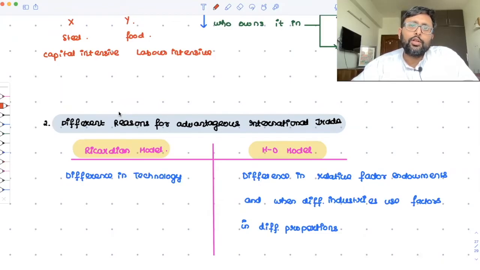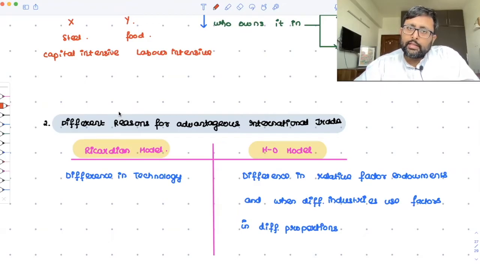But if you assume technology to be same, then we can zero in on this, that yes, the main factor because of which the trade is arising in the HO model is the differences in the relative factor abundance. So supposedly there are two countries, US and India. US has more capital than labor. India has more labor than capital.